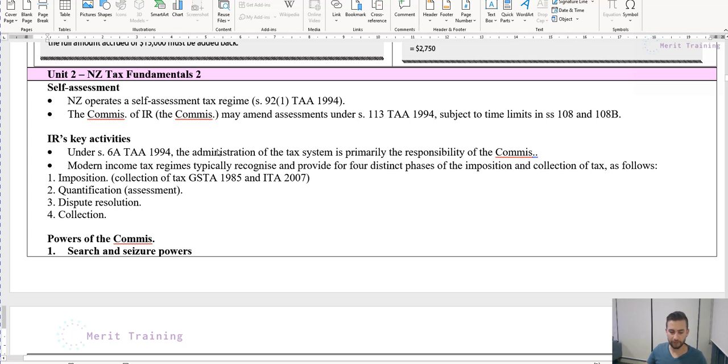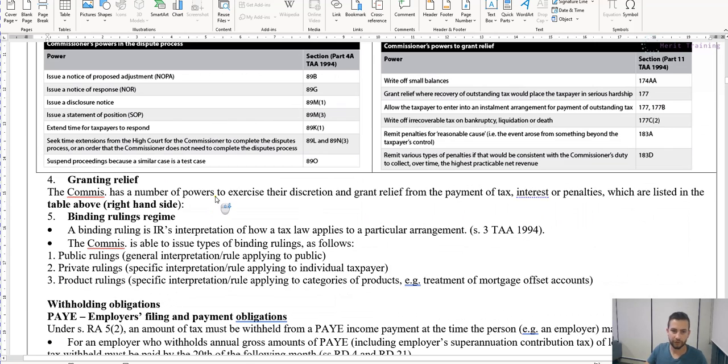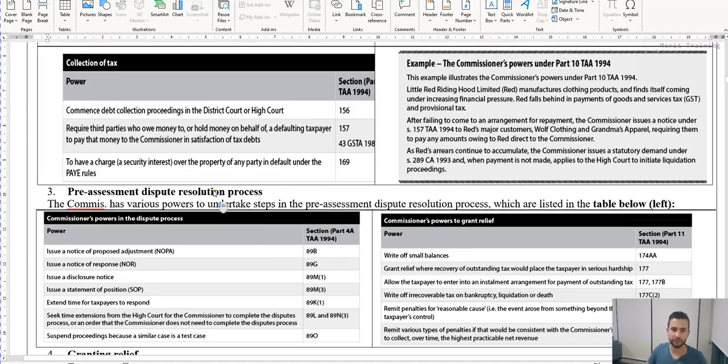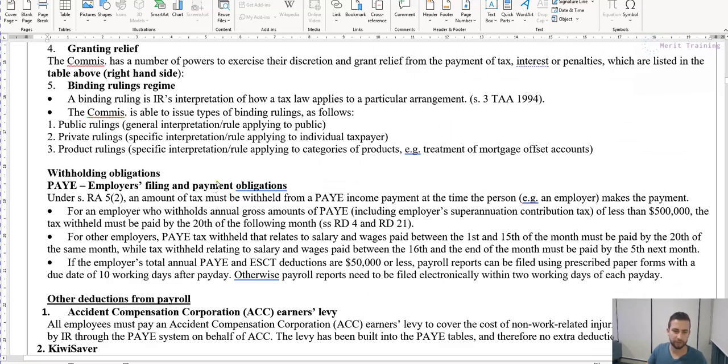So continuing on from the last video where we set the stage for how the New Zealand tax system works, in this video we'll be talking about the framework that registers tax returns, which is the New Zealand self-assessment tax regime, where you actually report the income to the government or the commissioner. And also, what are the powers of the commissioner? If someone is not submitting returns or is committing fraud, etc., what does the commissioner have the powers to do in those situations?